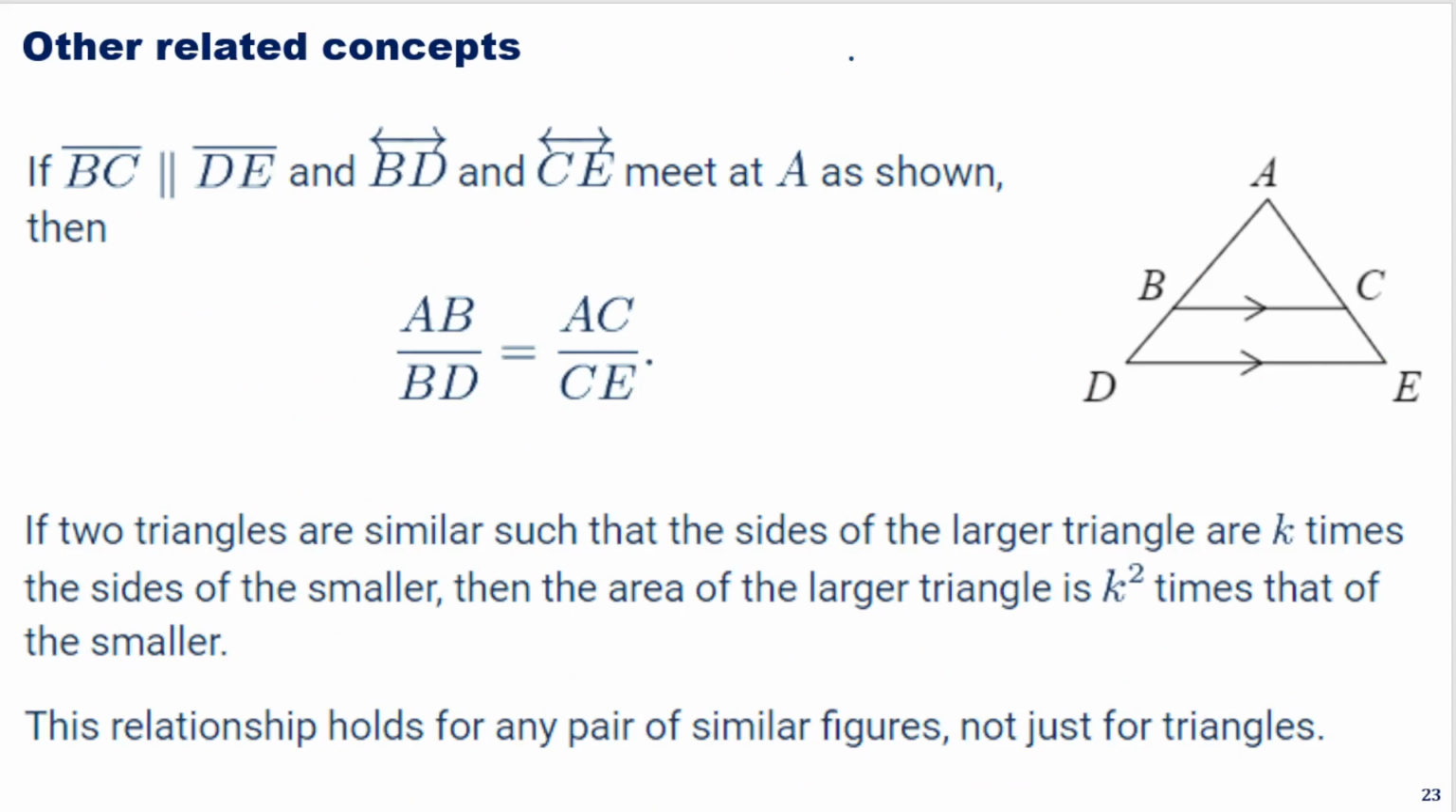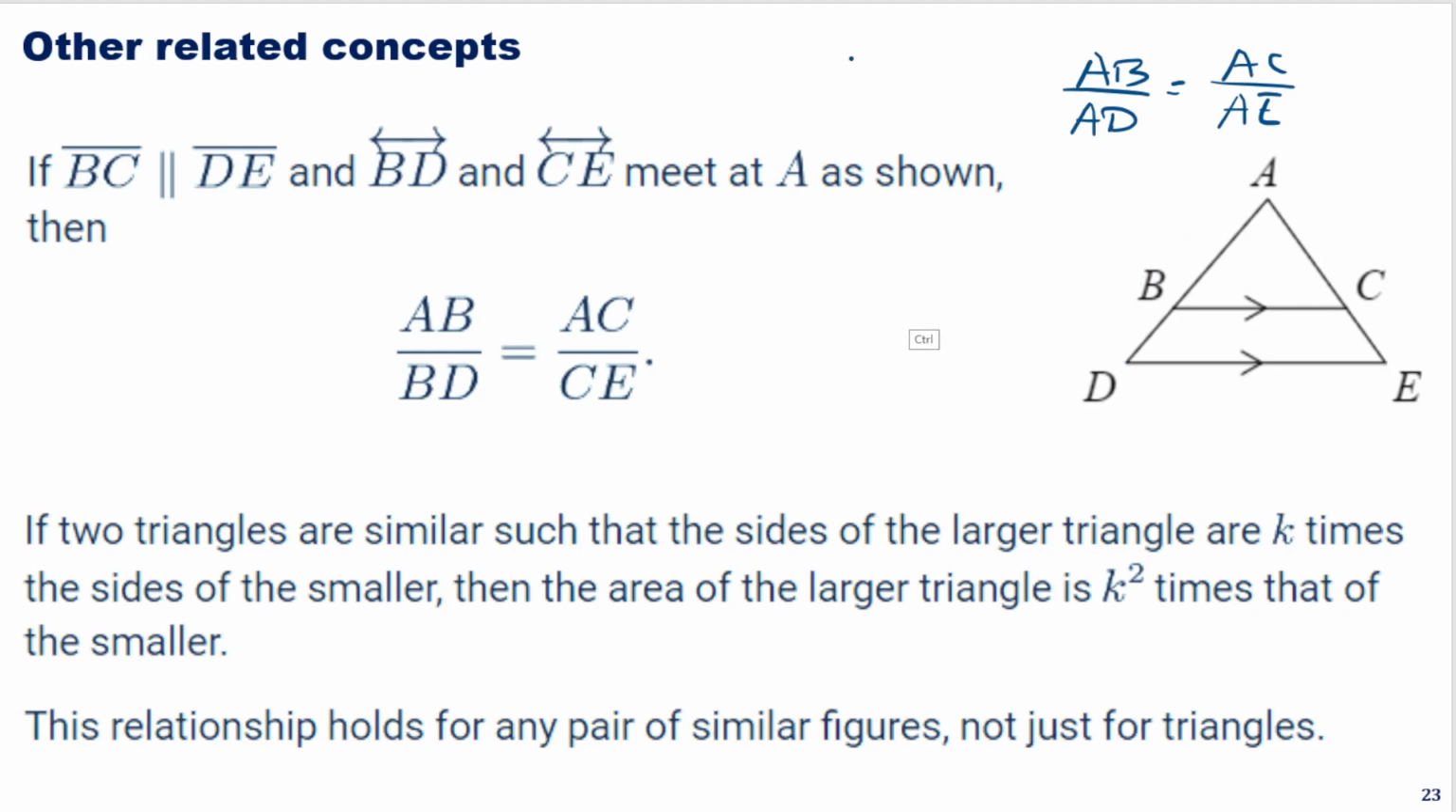If we have BC parallel with DE as shown here on the right, and lines BD and CE meet at A as shown here, then of course you can prove this triangle ABC is similar with triangle ADE, right? So directly you will have AB over AD equals AC over AE, right? If this is true, then you can also prove AB over BD equals AC over CE, right? Can you prove this by yourself?